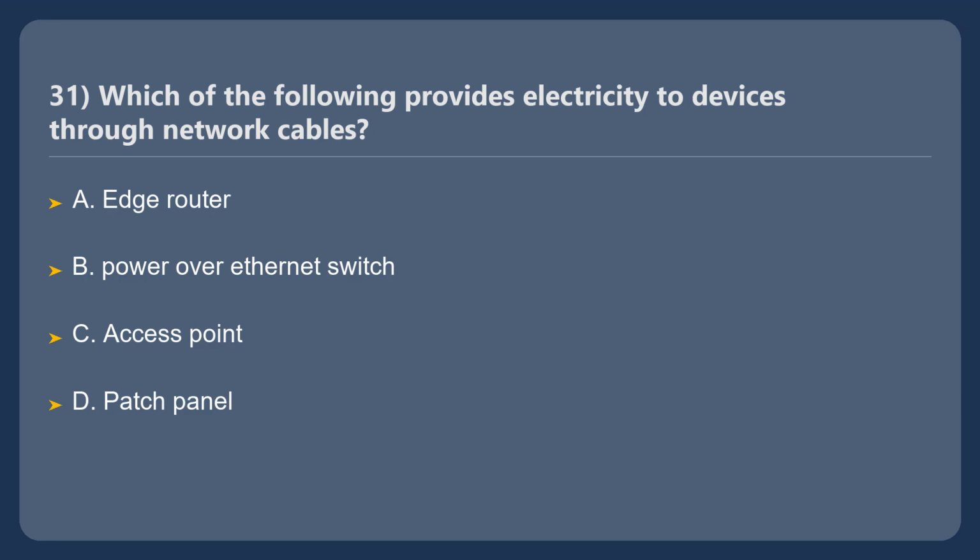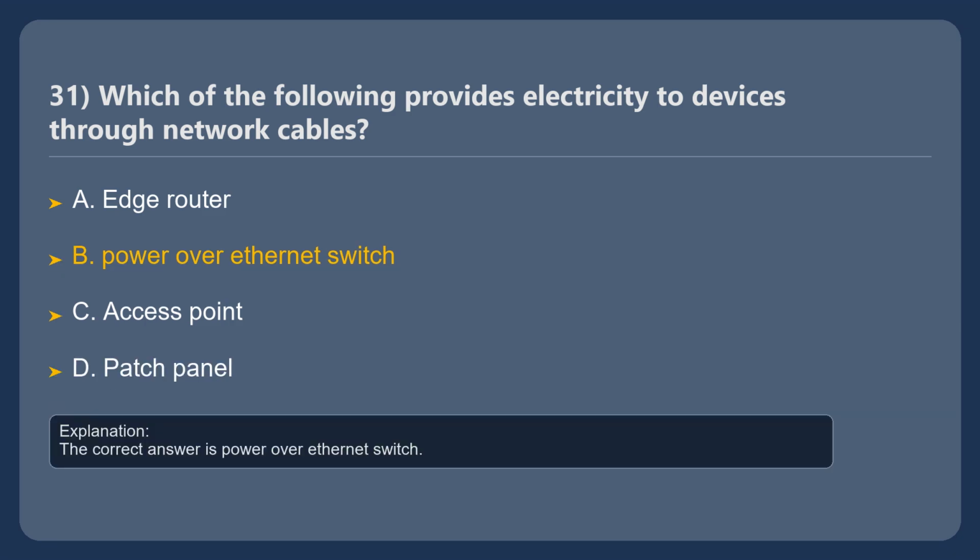Question 31. Which of the following provides electricity to devices through network cables? Option A. Edge router. Option B. Power over Ethernet switch. Option C. Access point. Option D. Patch panel. The correct answer is option B. Power over Ethernet switch.